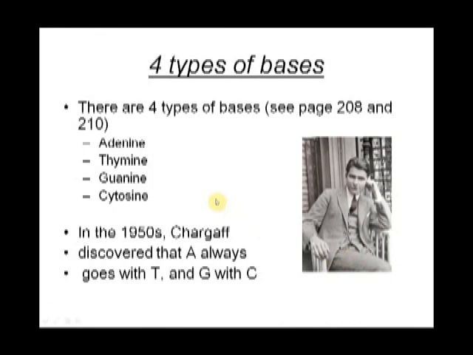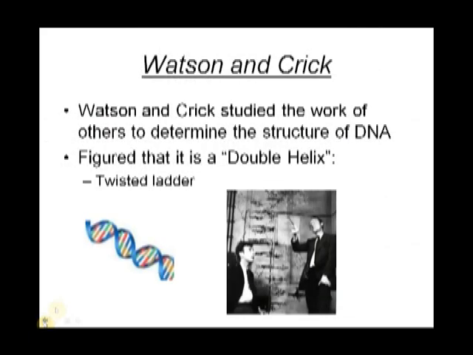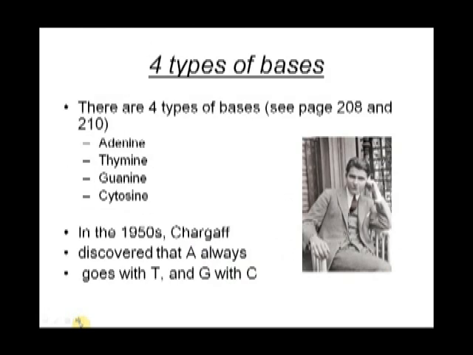Now then, here's another smart fellow, Chargaff. He's the one who actually realized or discovered that the amount of adenine matched exactly to the amount of thymine, and the amount of guanine matched exactly to the amount of cytosine. Now this is very important when Watson and Crick, remember those guys? These guys back here. When they discovered this shape, they realized that adenine matched with thymine and guanine matched with cytosine, and was partly because of the numbers of these bases matching exactly.